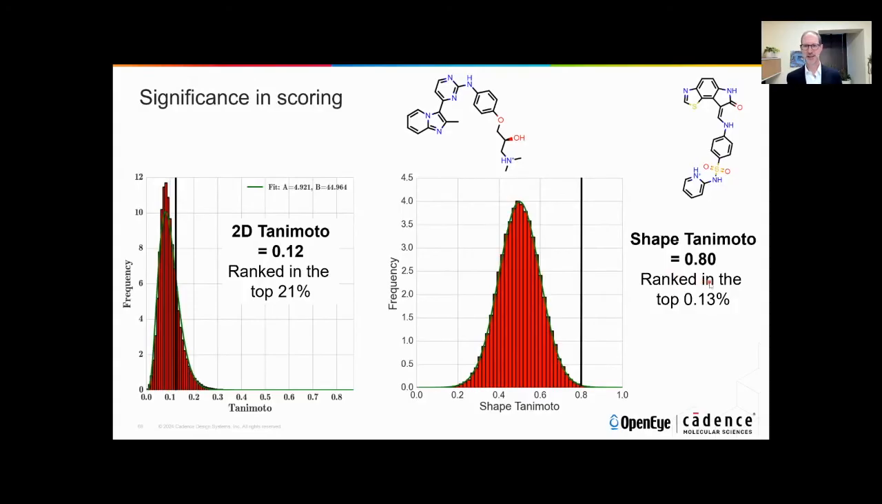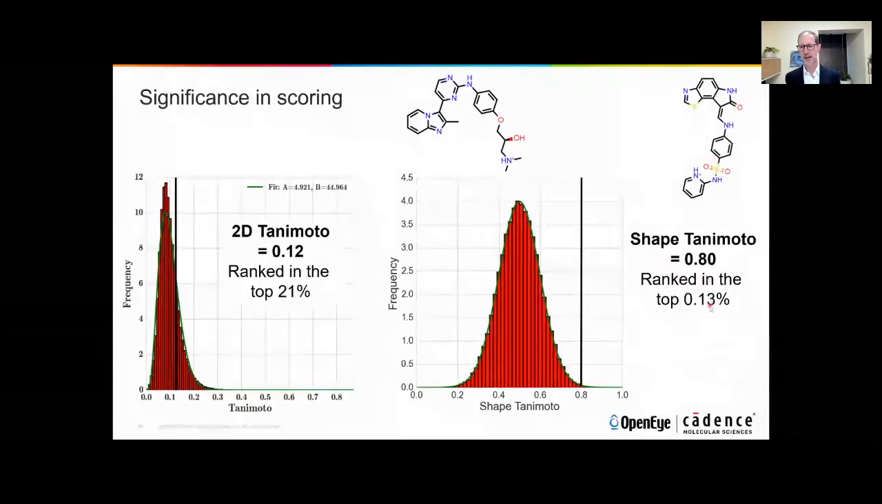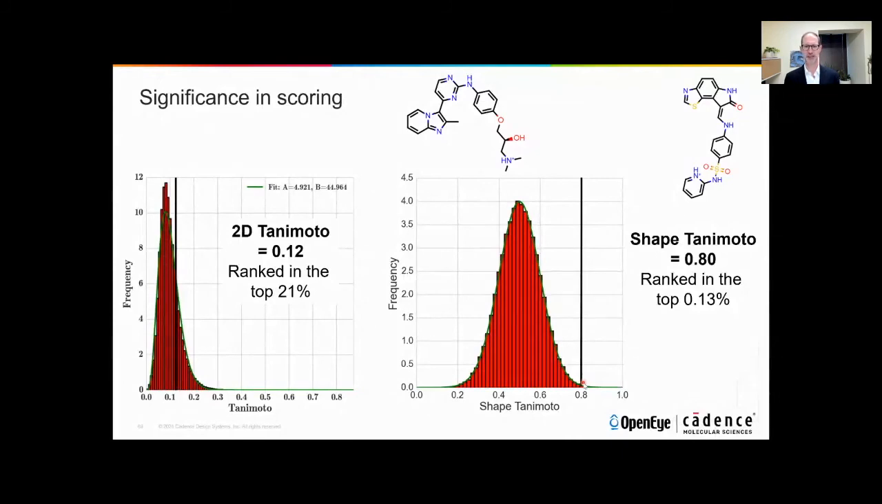And so here, a shaped Tanimoto of 0.8, only about 0.1%, one molecule in 1,000 chosen at random, has a similarity that or higher. So a shaped Tanimoto of 0.8 is a very significant similarity, and it's telling you something interesting about the nature of the two molecules with that similarity.